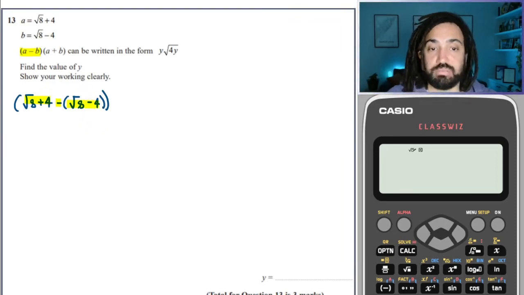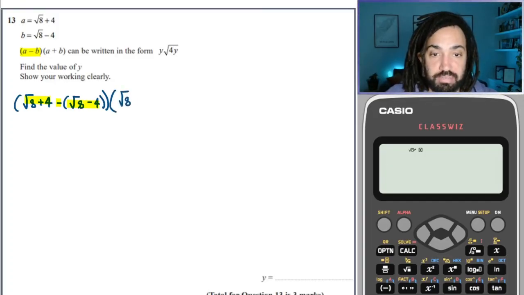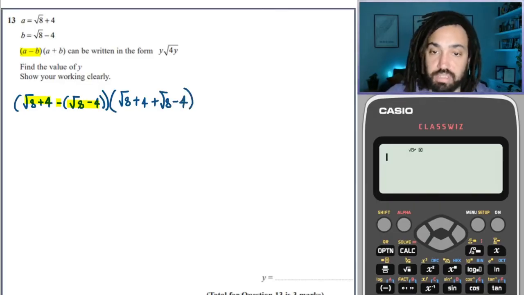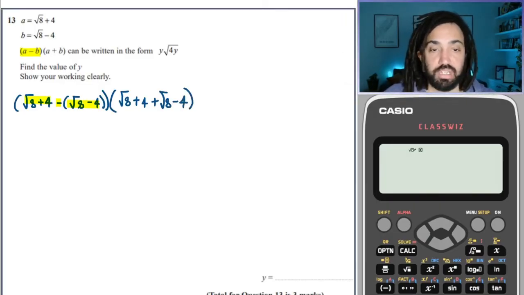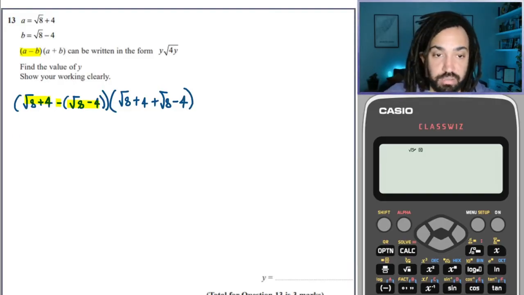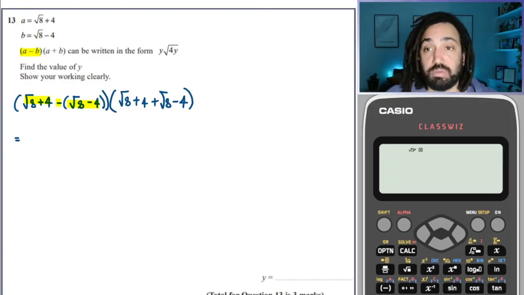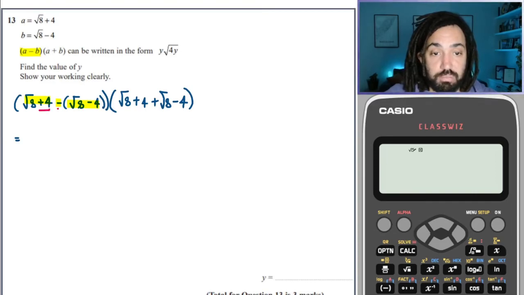I have to put it in brackets just to make sure that we apply the negative to the whole of B. And then we're going to multiply that by A plus B, which we don't need to use brackets for because we're adding. So we get this. Okay, so let's see what we have in total then. Reading along from the left, we're going to have a root 8 minus a root 8, so they're going to cancel. But we will get a 4 minus a minus 4, so that will be 8. So it'll be 8 out of the first bracket.